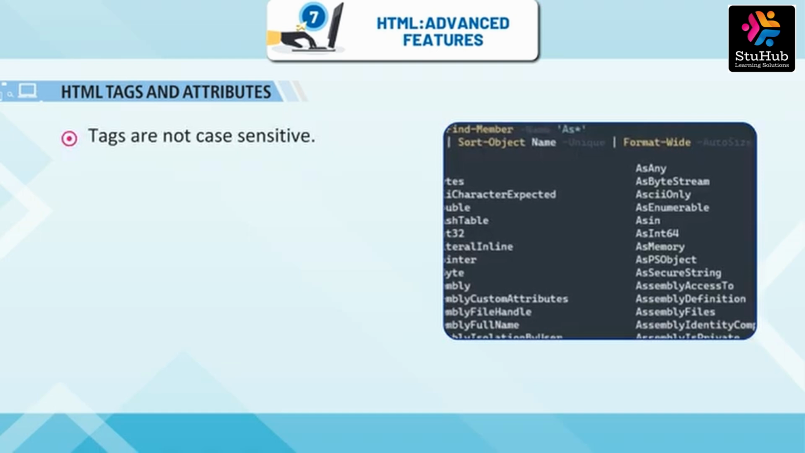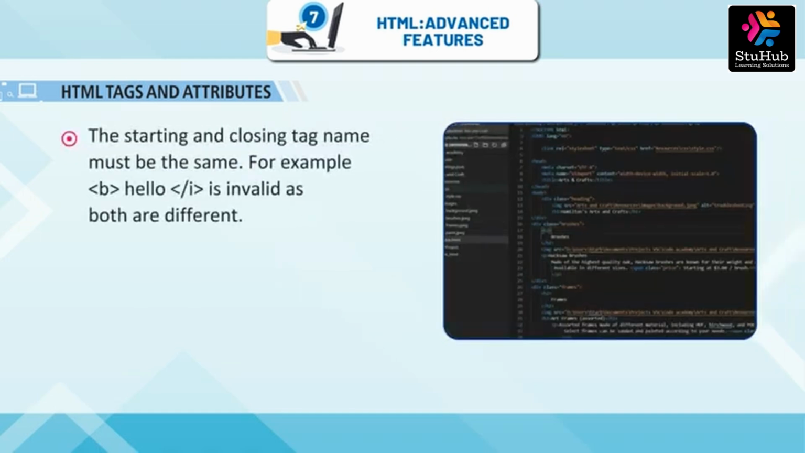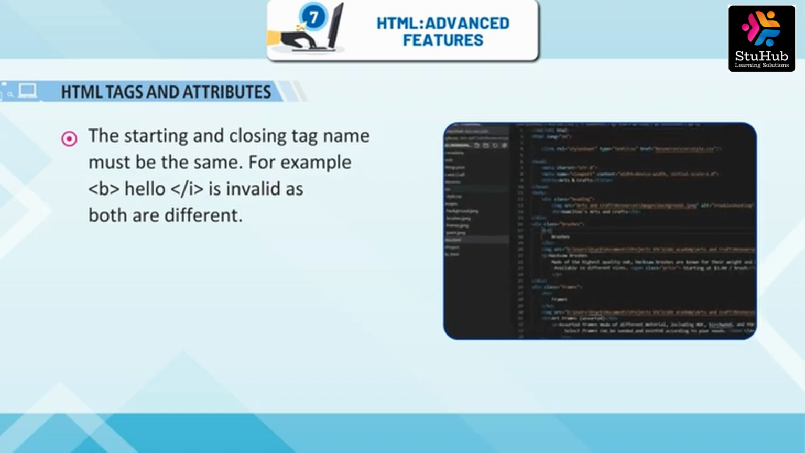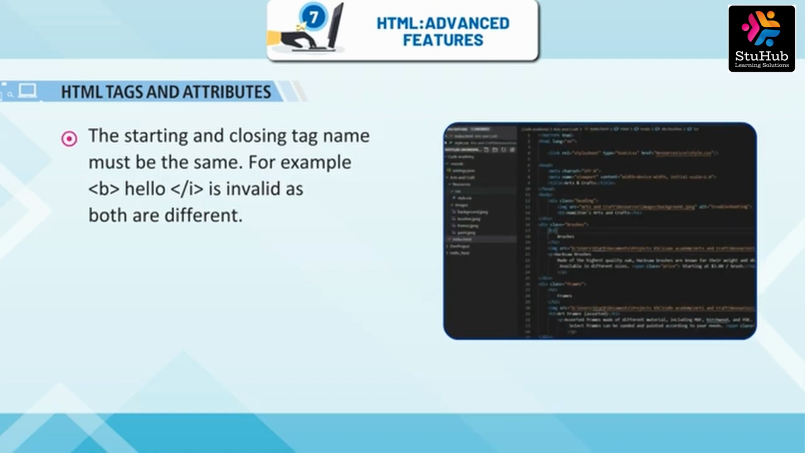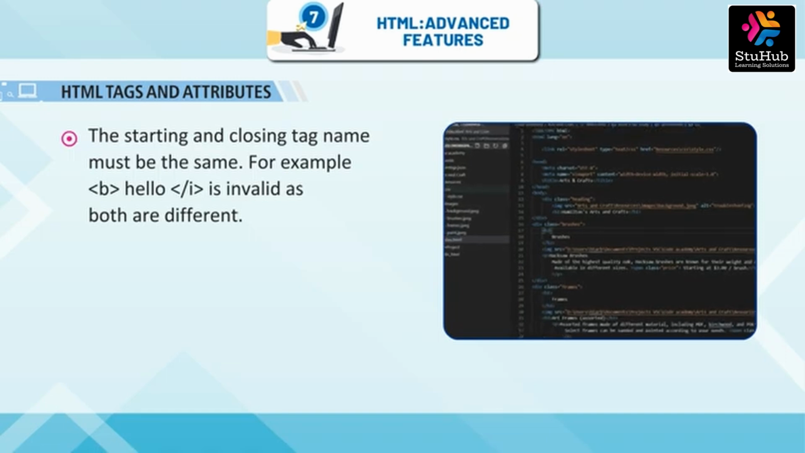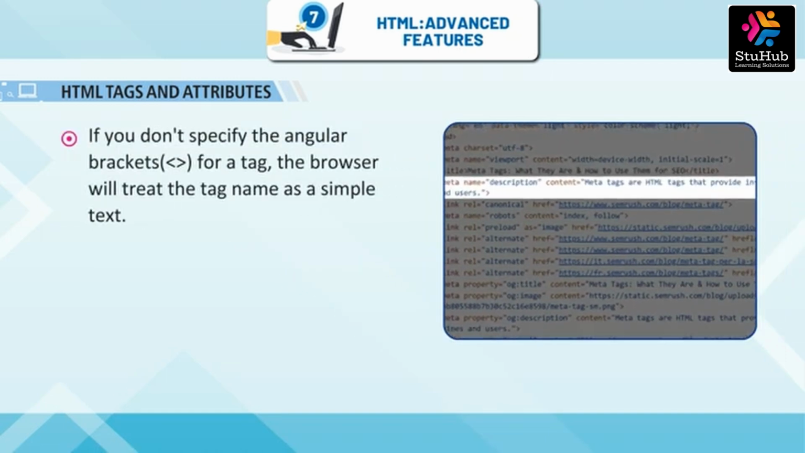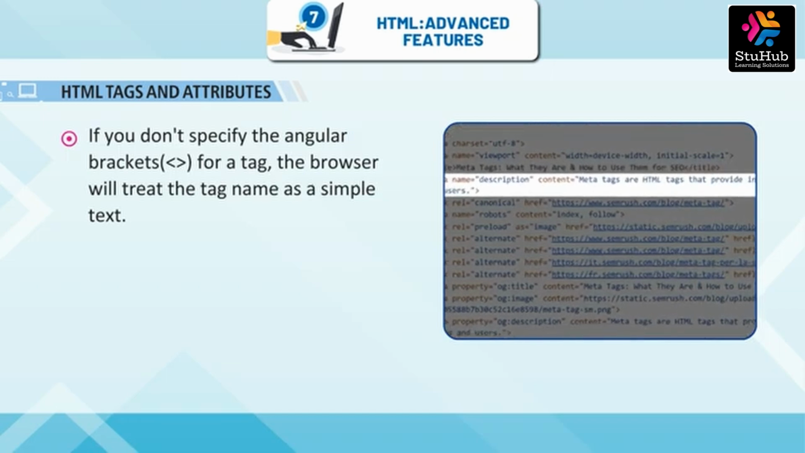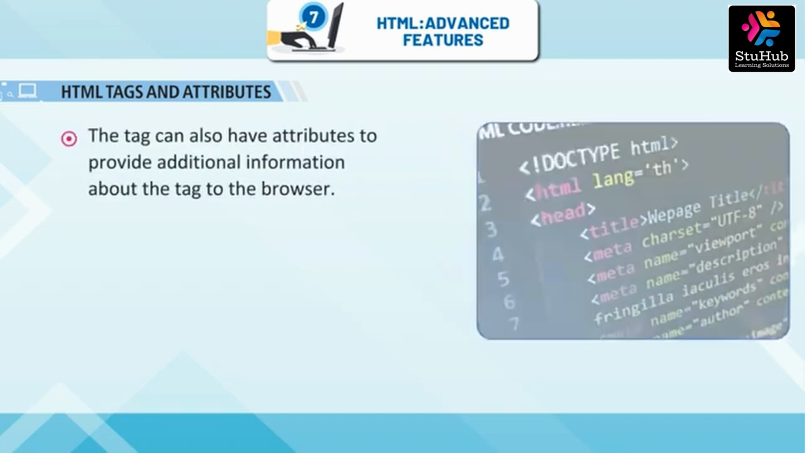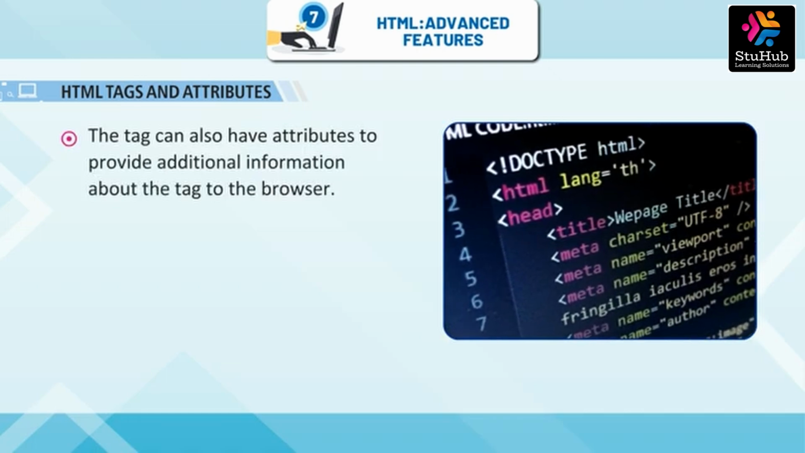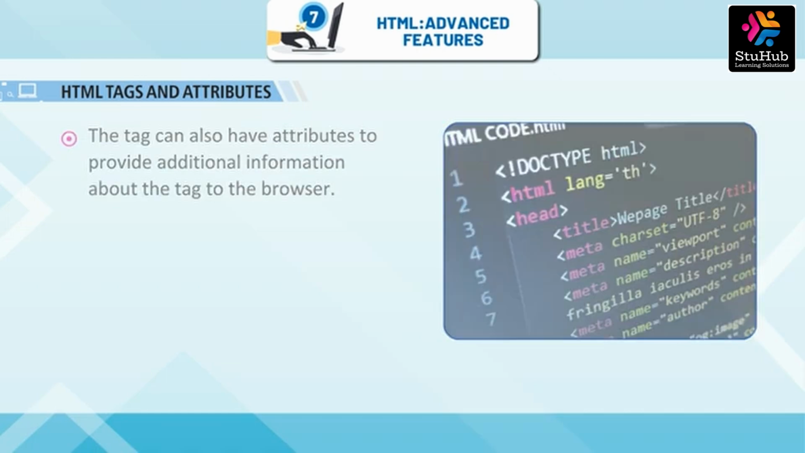Tags are not case sensitive. The starting and closing tag names must be the same. For example, open B tag, hello, close I tag is invalid as both are different. If you don't specify the angular brackets for a tag, the browser will treat the tag name as simple text. The tag can also have attributes to provide additional information about the tag to the browser.